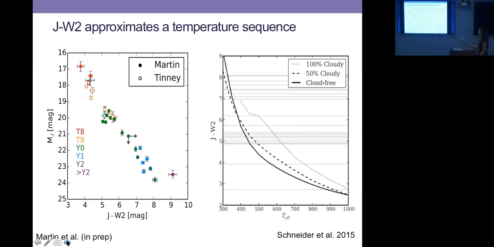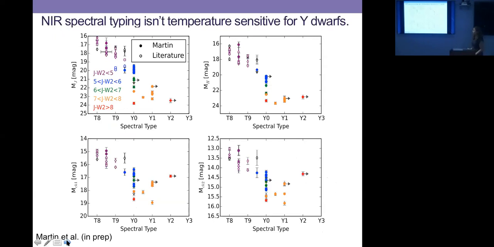And so there is definitely some spread here, depending on whether you're looking at 100% cloudy or cloud-free, which model you're using. But as you go colder, your object gets redder, which again makes a lot of sense. So if we turn back to the absolute magnitude versus spectral type plot, but this time we color the objects by their J minus W2 colors, where the hottest objects are in blue and the coldest objects are in red, then you can see that basically the J minus W2 is probably tracing out a temperature sequence.